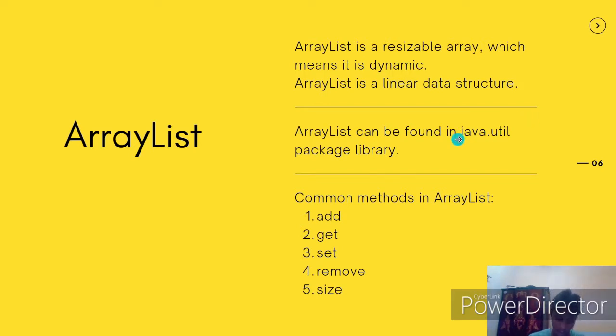We can use ArrayList from the java.util package library, but in this case, we are going to create and use our own ArrayList class. Some of the common methods in ArrayList are add, which is to add data into the ArrayList, get to get data from the ArrayList, set to set data, remove to remove data from the ArrayList, and size, which returns the number of elements in the ArrayList.